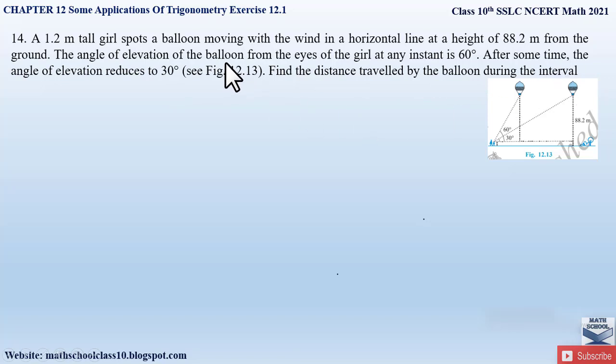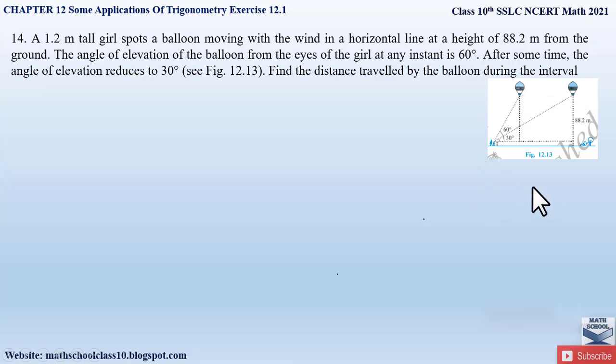Okay, so here we have to first understand the question and draw the figure. They have also given us a figure in the question. So we have a 1.2 meter tall girl who is standing here, and she spots a balloon which is 88.2 meter above the ground level. The angle of elevation of the balloon from the eyes of the girl is 60 degree. After some time, this balloon moves in the horizontal direction and the angle of elevation reduces to 30 degree. So we have to find out the distance traveled by this balloon from this point to this point.